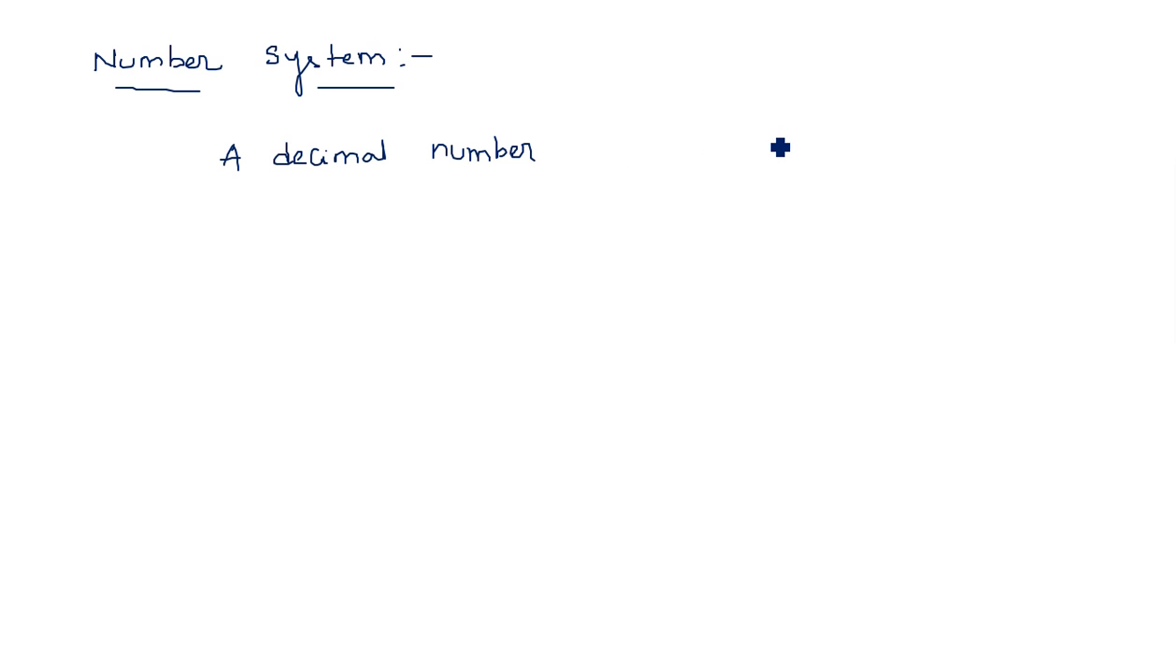Now, number system. What do you mean by number system? In a number system, we represent a number by its corresponding binary information. A decimal number, or we can say an integer, such as 1, 2, 3, 4, 5 and so on, is represented in its equivalent binary information.